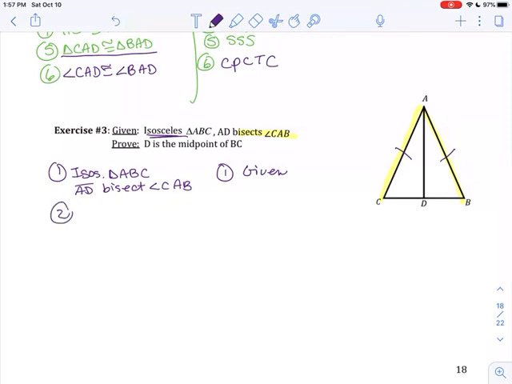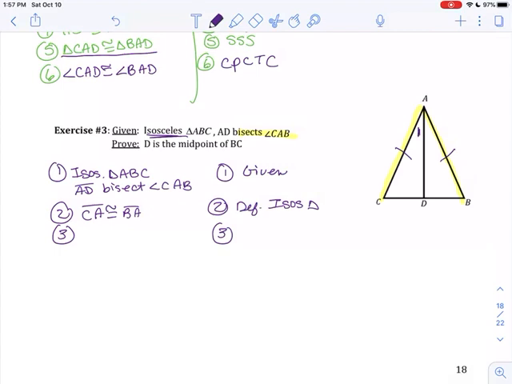So it's the same picture, but you're going to see my statements and reasons are different because my given's different. Now I know it's isosceles, so that means that these two sides are congruent. That's going to be exactly the same. CA is congruent to BA. Definition of isosceles triangle, so that's the same.